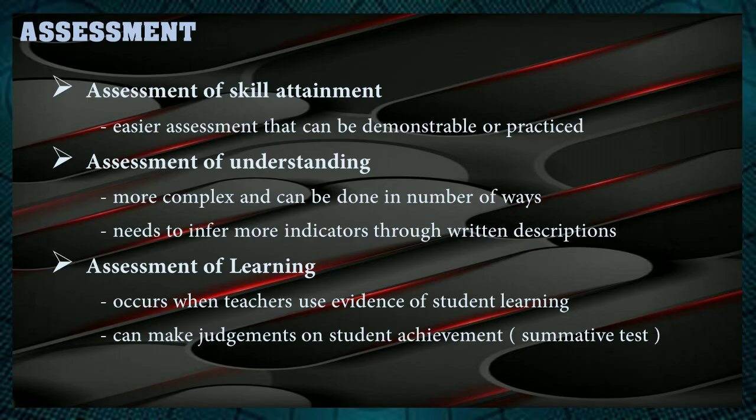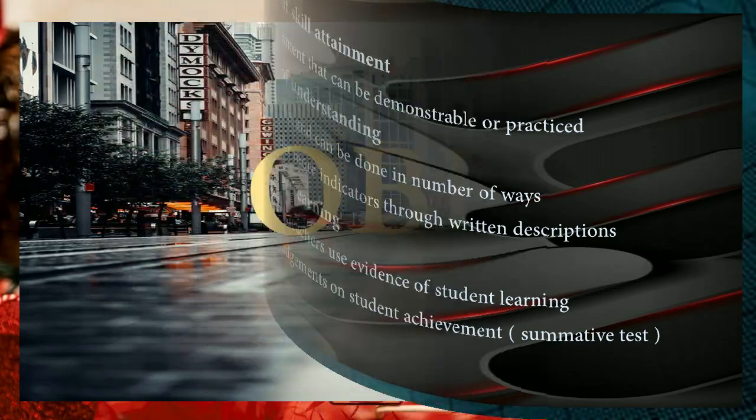What is this assessment of skill attainment? This is an easier assessment that can be demonstrated or practiced, while assessment of understanding is more complex and can be done in a number of ways. It needs to infer more indicators through written descriptions, while assessment of learning occurs when teachers use evidence of student learning. Here, the teacher can make judgments on students' achievement, like in their summative test.